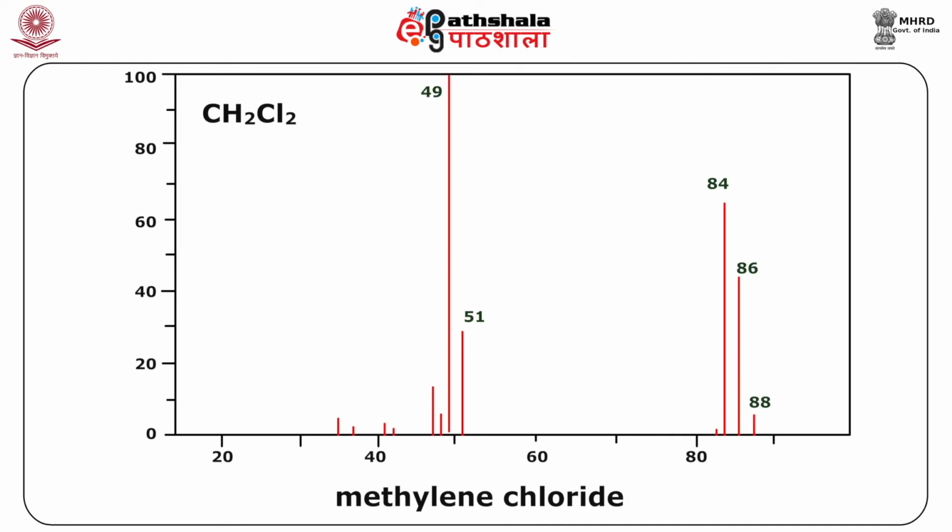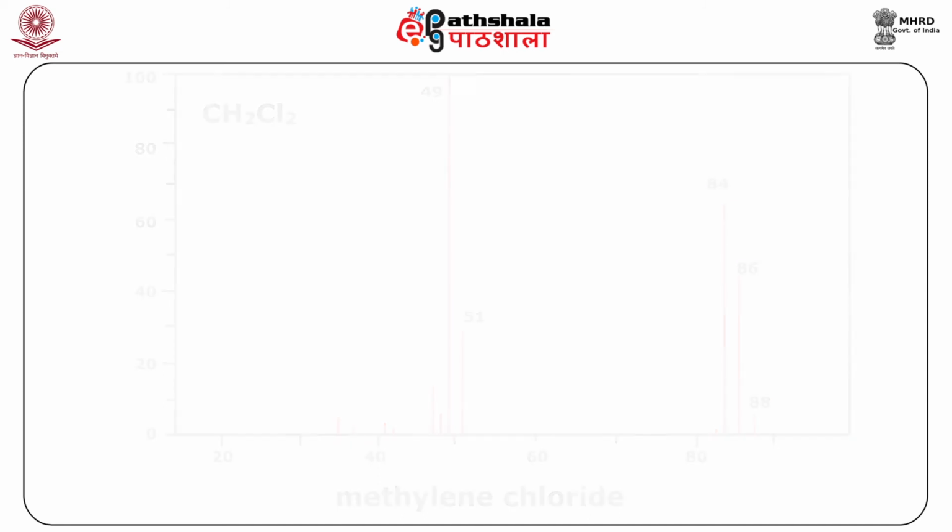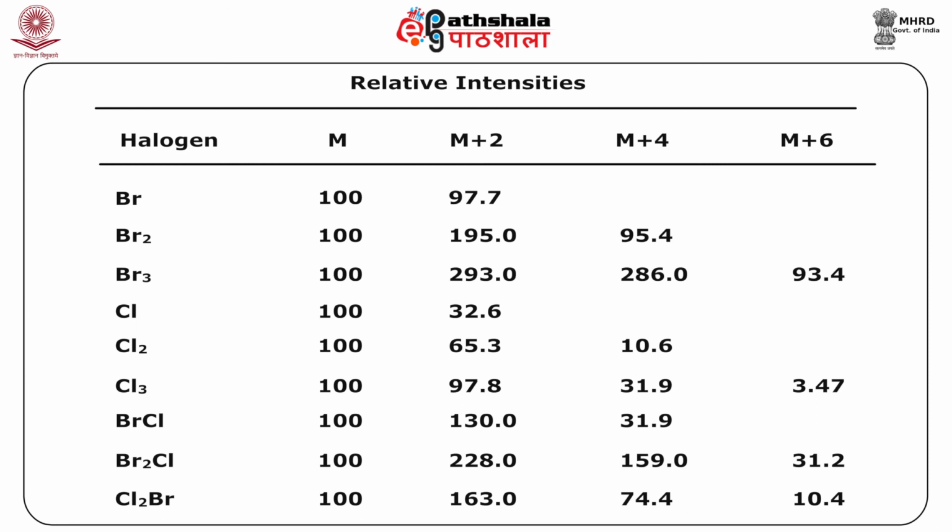Now consider the molecular ion in the case of methylene chloride, another chlorine containing compound, which has 3 peaks at m/z 84, 86 and 88 AMU for M, M+2 and M+4 ions respectively. The intensity ratios of ions differing by 2 AMU indicate the presence of chlorine or bromine in a molecule or an ion. Now, the relative intensities of isotope peaks for bromine and chlorine combinations are shown in this table.